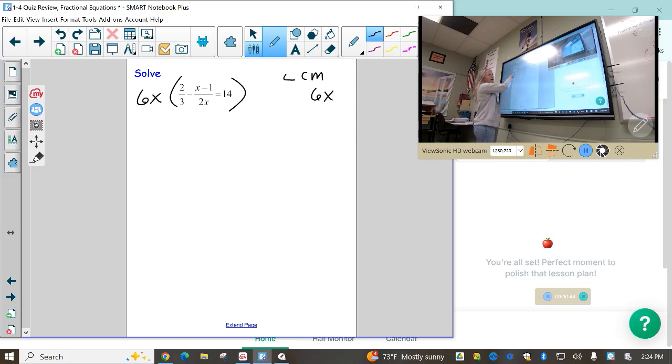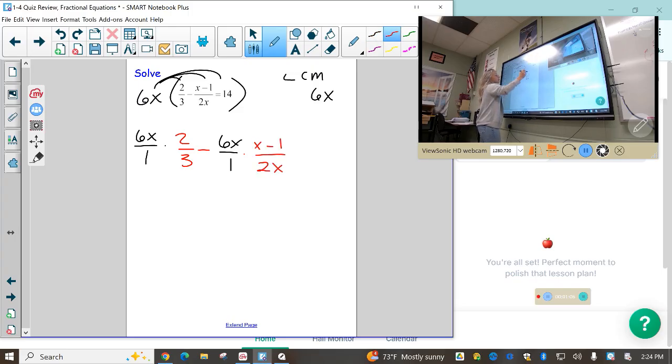I'm going to go ahead and write out this next step on this problem, but I'm going to skip it in future problems. So when I distribute this, I have to distribute it to 3 terms. I have 3 terms inside of this. So I have 6x over 1 times my 2/3, minus 6x over 1 again, times (x minus 1) over 2x, equals 6x times 14. Okay, you can see how I distributed 6x into each term.